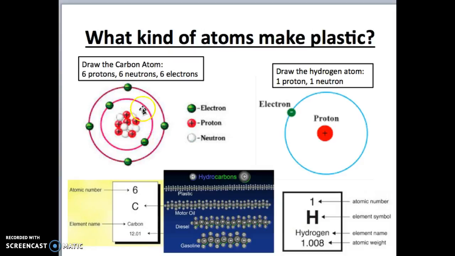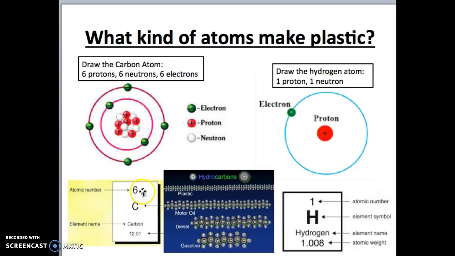On your paper, I would like you to draw the carbon atom. We have 6 protons in the center, and 6 neutrons in the center. And then we also have 6 electrons around the nucleus. In the first ring, put 2, and in the second ring, put 4. I'm going to explain why there are 2 in the first and 4 in the next another day, not today, but for now, go ahead and record that there are 2 in the first shell and 4 in the second shell.